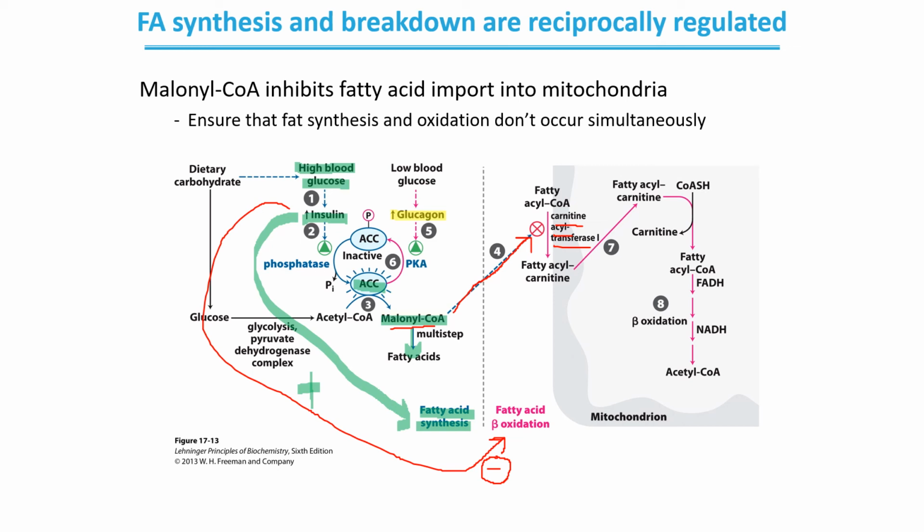Now looking at the glucagon molecule, when we have low blood glucose levels, that is when glucagon is released, its effect is opposite to insulin. It inactivates the ACC. Therefore, its effect will be to stop the fatty acid synthesis. So it has a negative effect here, and it has a positive effect on the beta oxidation by stopping the effect of this malonyl-CoA molecule. All is done through this enzyme ACC.